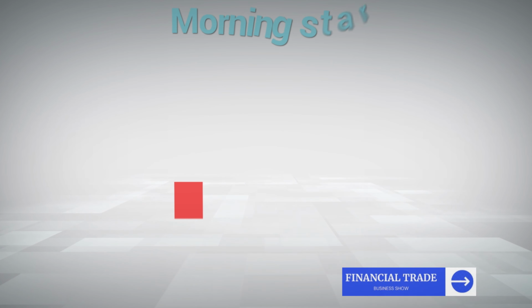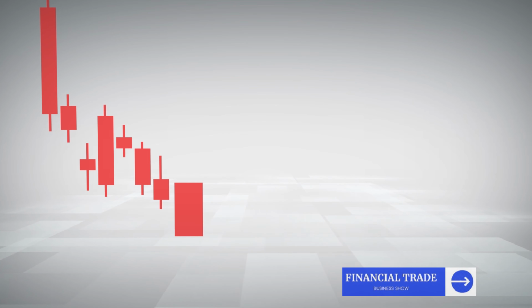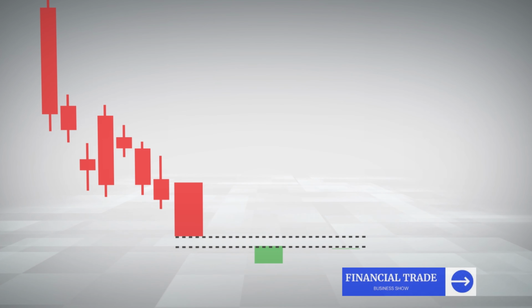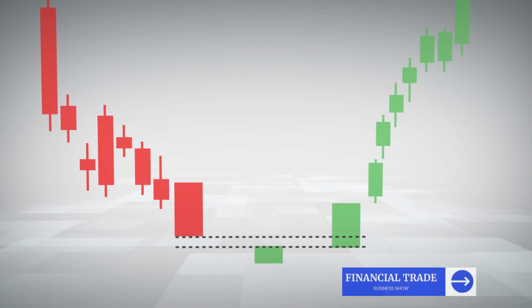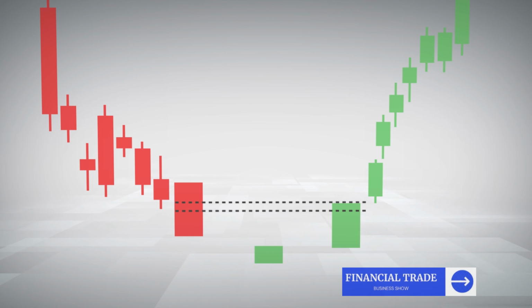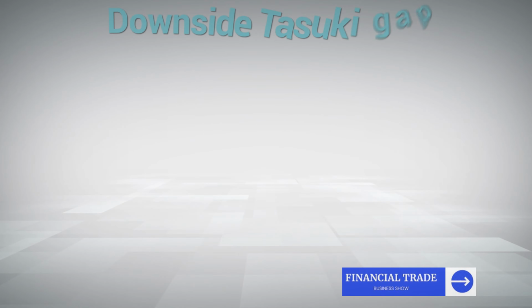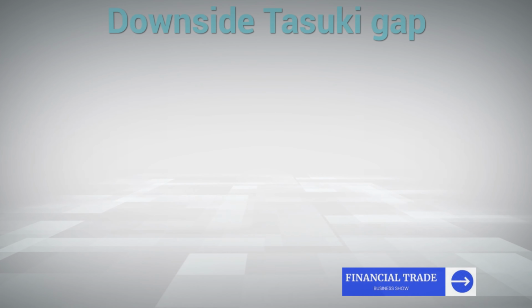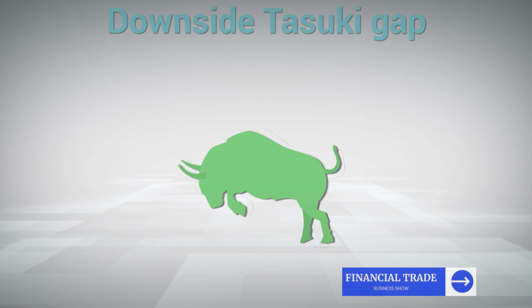The first candlestick is red and confirms a general trend. The second candlestick is green and shorter than the average, with a closing price that is near or lower than the closing price of the first candlestick. The third candlestick is green, with a closing price that is higher than the middle of the first candlestick. Downside Tasuki Gap, a 3-candlestick reversal pattern indicating a bullish outlook.